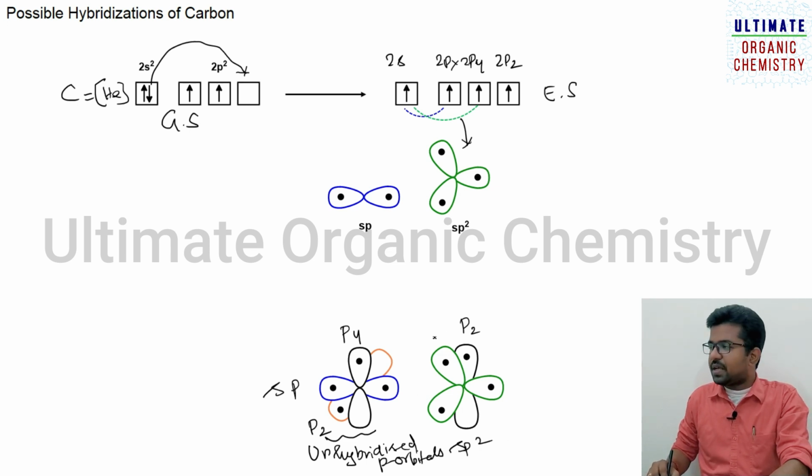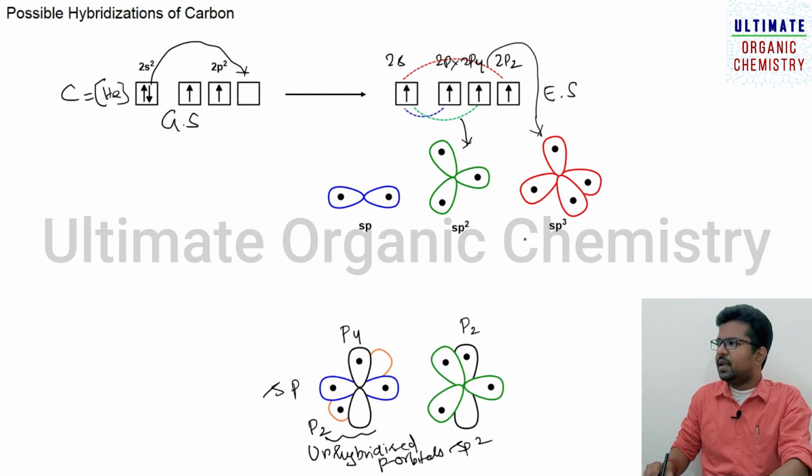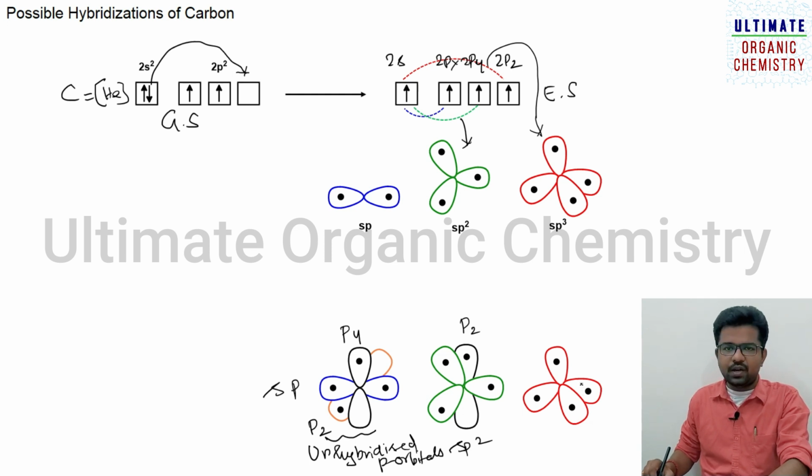The third possibility is that one s orbital can mix with all three p orbitals, forming an orbital known as sp3. So four orbitals are mixing and leading to the formation of four molecular orbitals. The general geometry of the sp3 orbital will remain as such because all orbitals underwent hybridization. So it will form this orbital known as sp3. This is about the shape of sp, sp2 and sp3 hybridized orbitals.